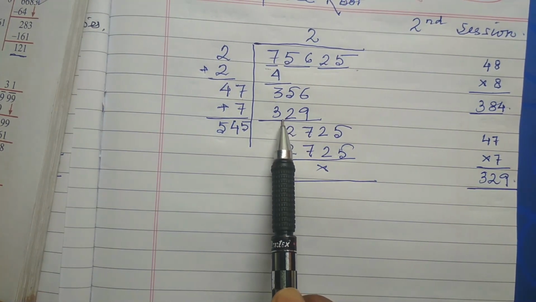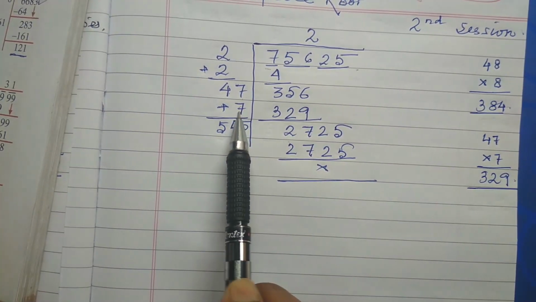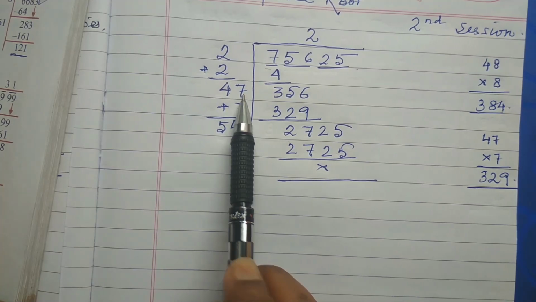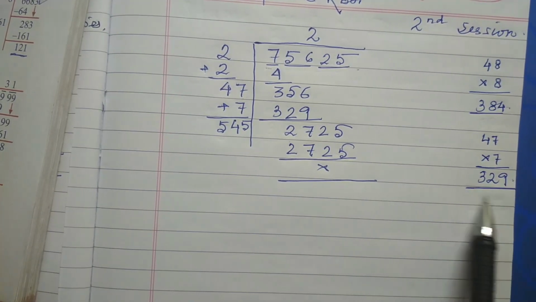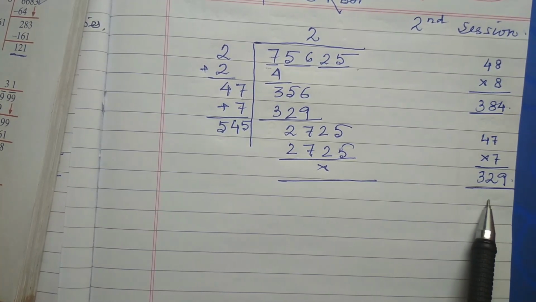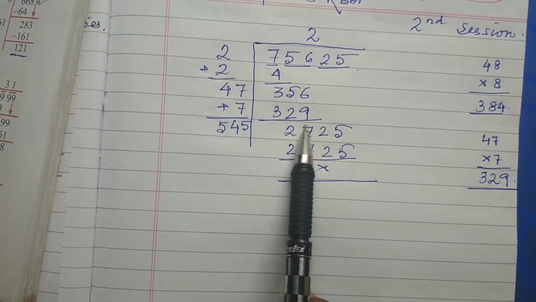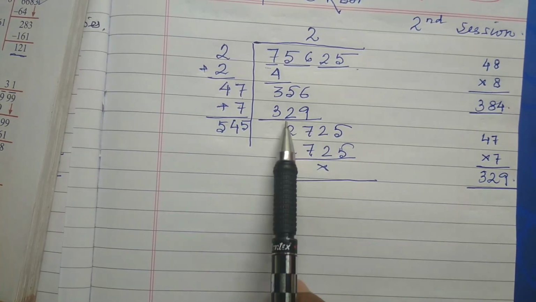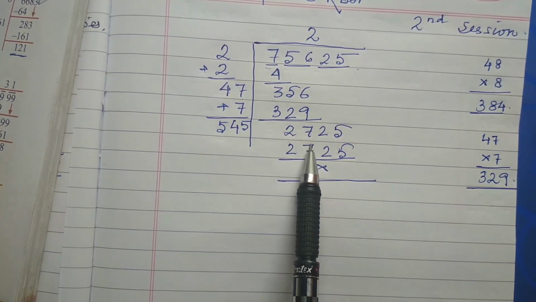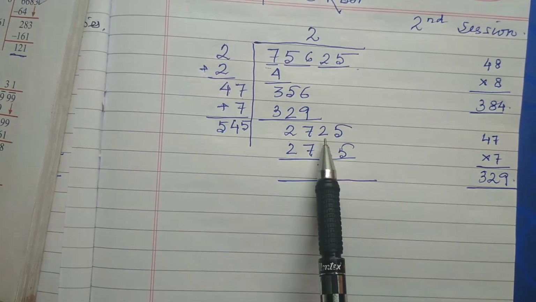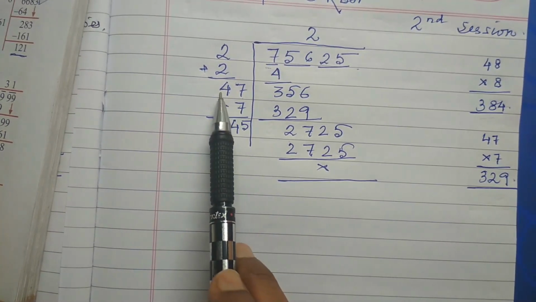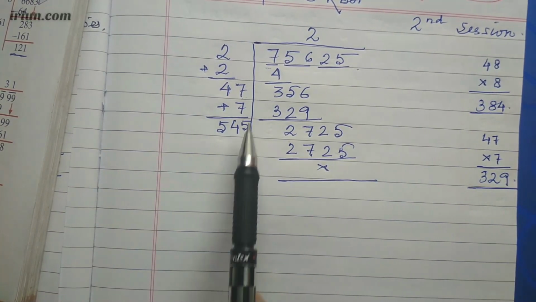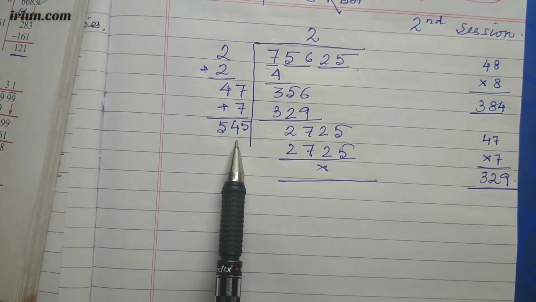What do I have to do? I have to think about 47. Multiply 47 with 7, I will get 329. Now it's okay. So 329, I will write it here. Subtract it, I'll get 27. Then this 25, I'll write it here. Next 47, add 7 to this, then it will become 54.